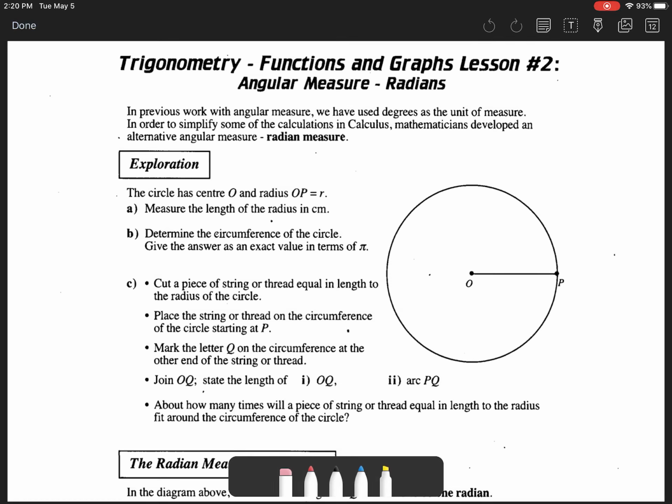Hi Math 30-1s. Today we are going to be talking about another way to measure angles, okay? And that type of angular measure is called radian measure. The first thing I kind of want to start off talking about is actually your calculator.